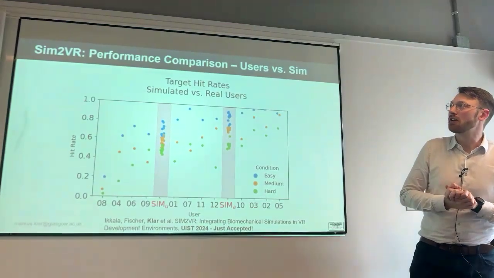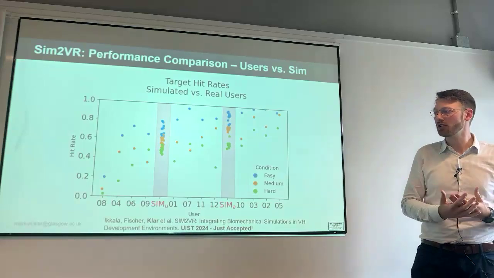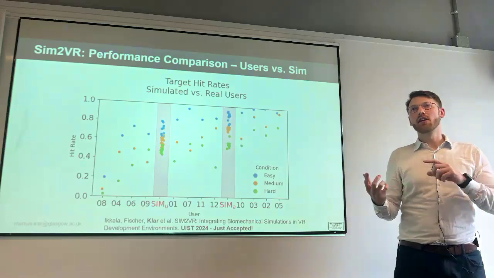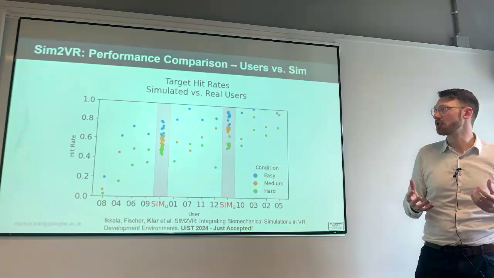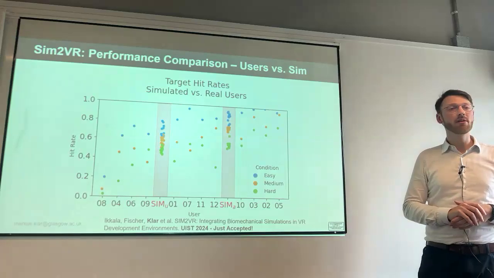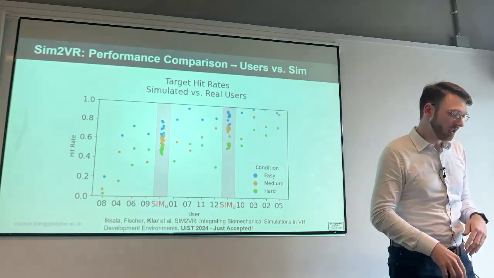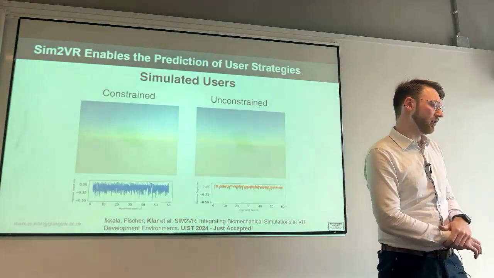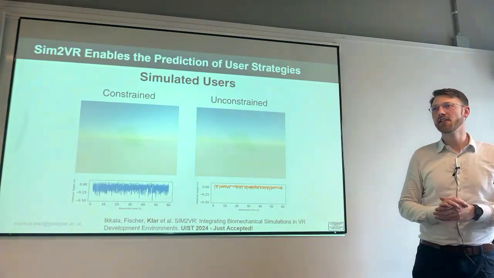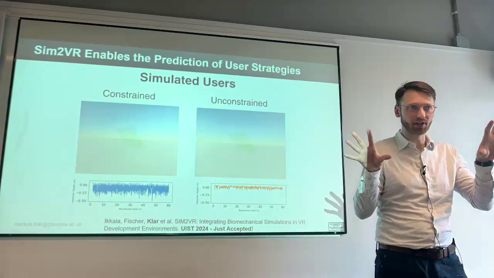Now, this allows us to find out about, for example, performance of different conditions. Here we had 3 difficulties in the game that changed the number of simultaneous targets that were shown. And we can see that our simulations performed similarly to different users. The most interesting part that we can now do with Sim2VR is directly predict user strategies in these different situations. And to test that, we had 2 different versions of the game.